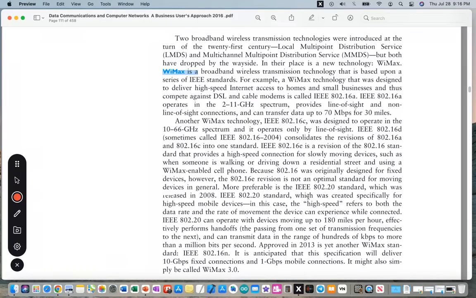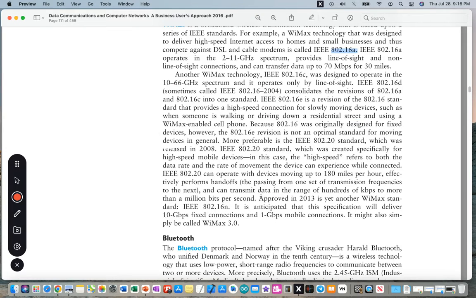I think WiMAX is not used anymore. And it follows one of these IEEE standards. So it's 802.16. Then there's a letter A or B or something. In the Wi-Fi, it's 802.11, and there are also letters in the Wi-Fi.